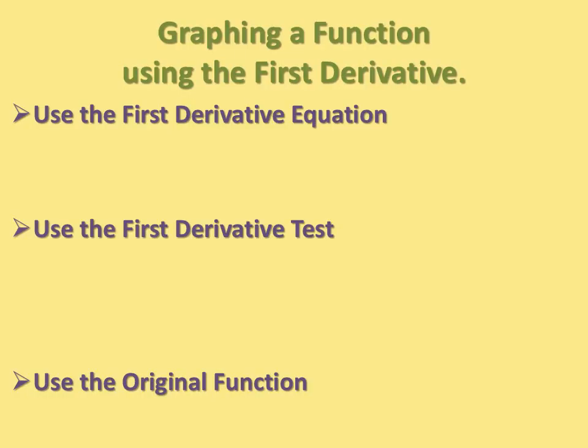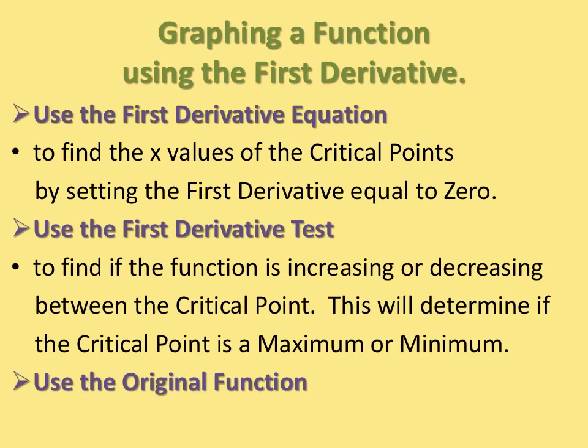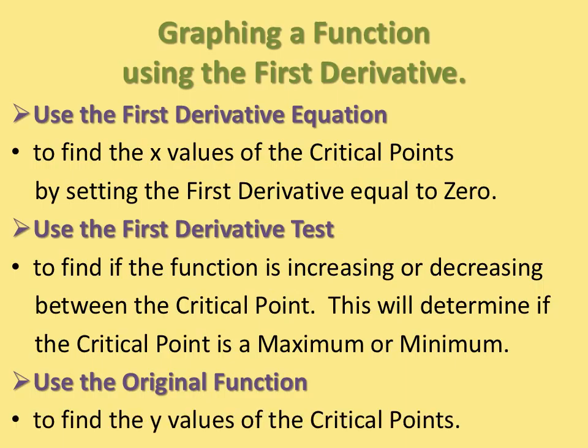Calculus, this is the new stuff. You can use the first derivative equation to find the x values of the critical points by setting the first derivative equal to 0. You can find if the function is increasing or decreasing between the critical points using the first derivative test, right? This will determine if the critical point is a max or a min. Then you have to go back to the original function to find the y values of your critical points so you can graph them. I hope this helped you.